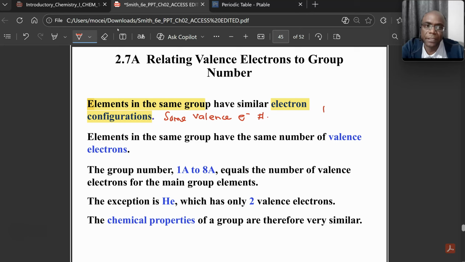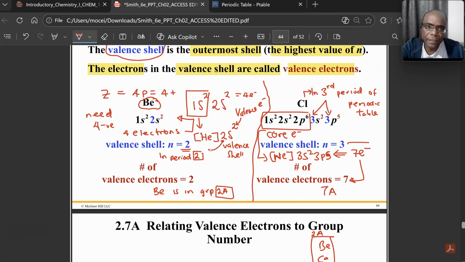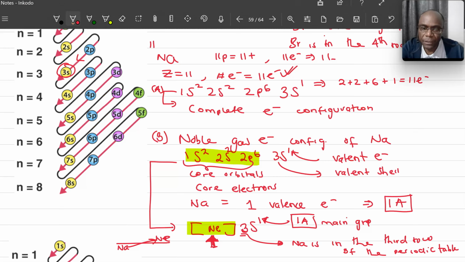So if you look at beryllium, it was 1s2, 2s2, correct? In the case of calcium, it will be 1s2, 2s2, 2p6, 3s2, 3p6. Those are 18, and then we go 4s2. That makes 20. Guess how many valence electrons you have? 2. So you'll see beryllium and calcium in the same group of the periodic table, and it's main group 2A. You would look at chlorine. It has a valency of 7. And then look at bromine that we did earlier.